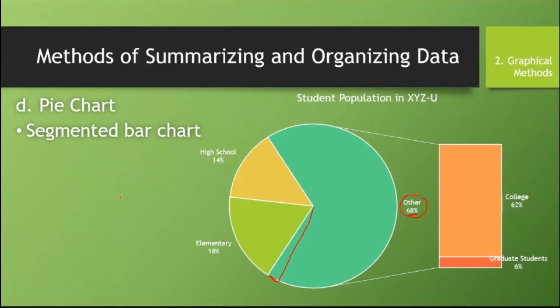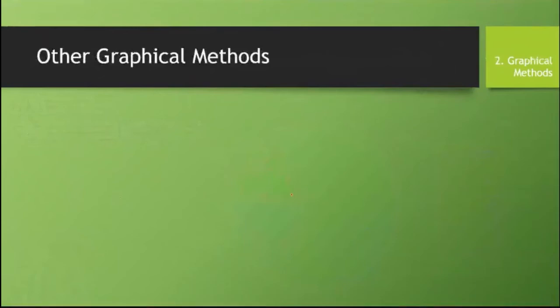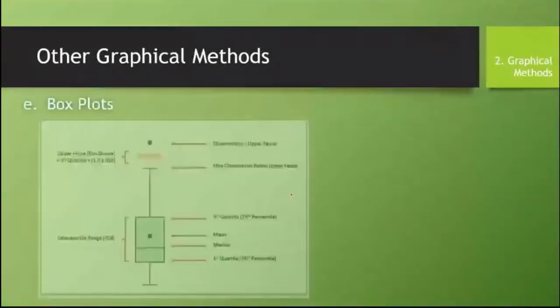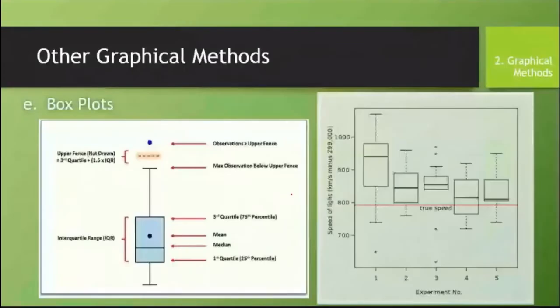Now, let's proceed to the other types of graphical methods. We have box plots. These are examples of box plots. We will be making this one when we discuss numerical methods, because there are computations needed. We need to know the mean, the median, the first quartile, the third quartile, the lowest observation, the maximum observation, and some upper fence, which is beyond the maximum observation.